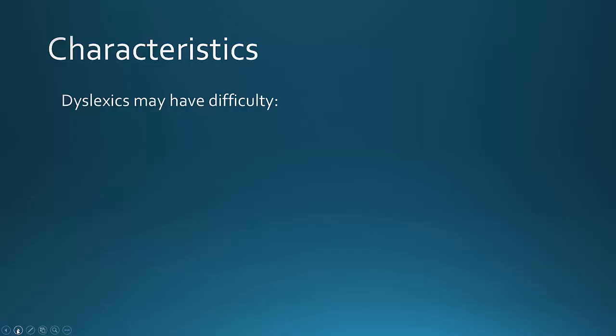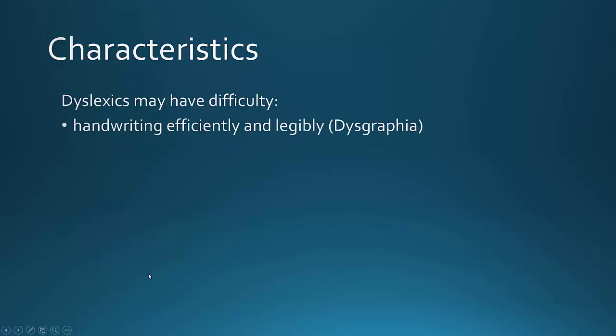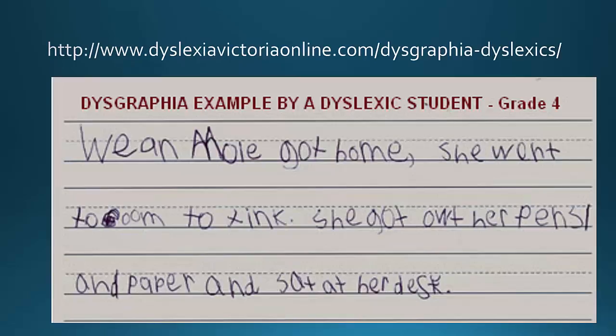Let's talk for a minute about some of the characteristics that you might notice in a dyslexic reader. Dyslexics may have difficulty handwriting. Their handwriting may look illegible and may be very difficult to form. Problems with handwriting are called dysgraphia. Here's an example of a dysgraphia dyslexic student in grade 4.